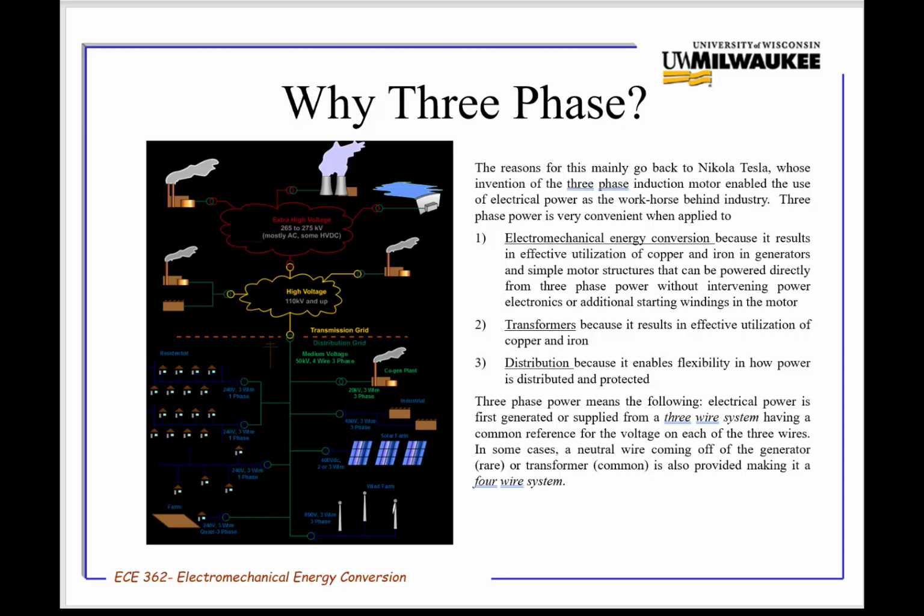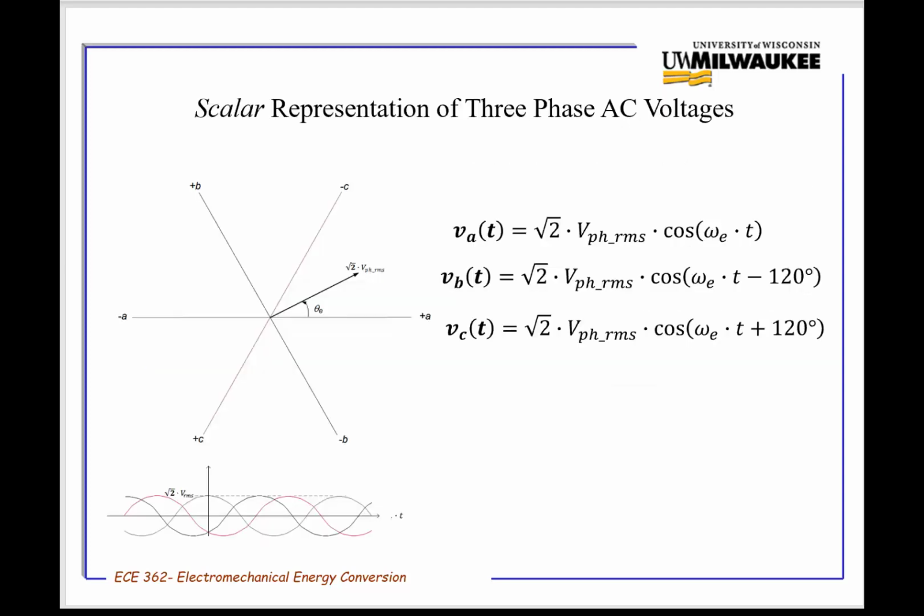So three-phase power means this. Electrical power must first be generated from a three-wire system or a three-phase system that has a common reference for a voltage measured from each wire to that common reference. We refer to that reference as a neutral. And the other end of three-phase power would be three wires that connect to those three lines.